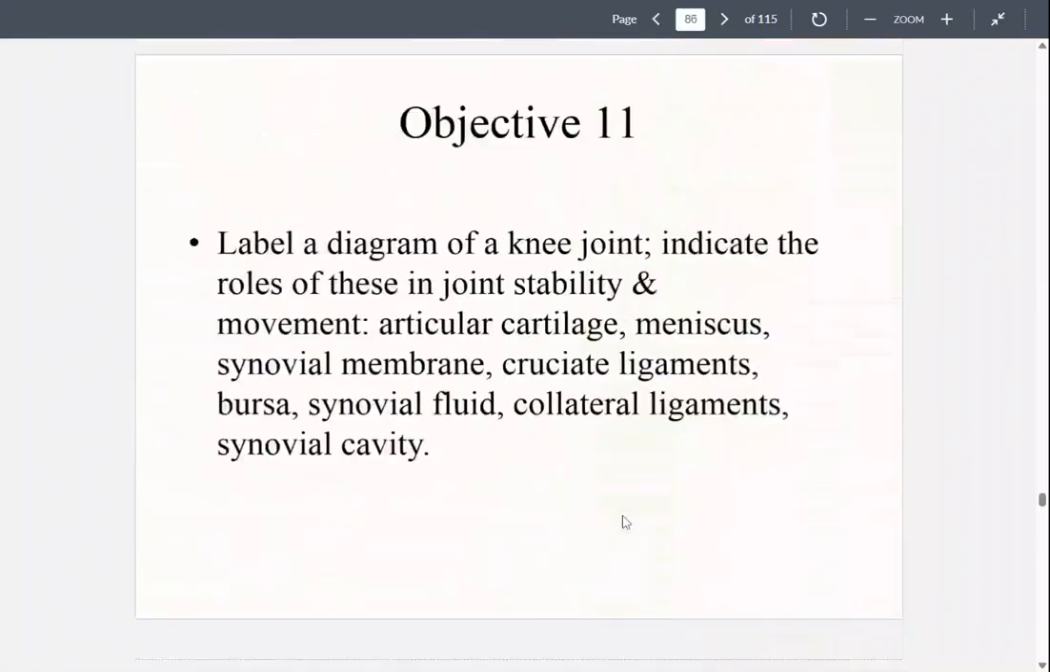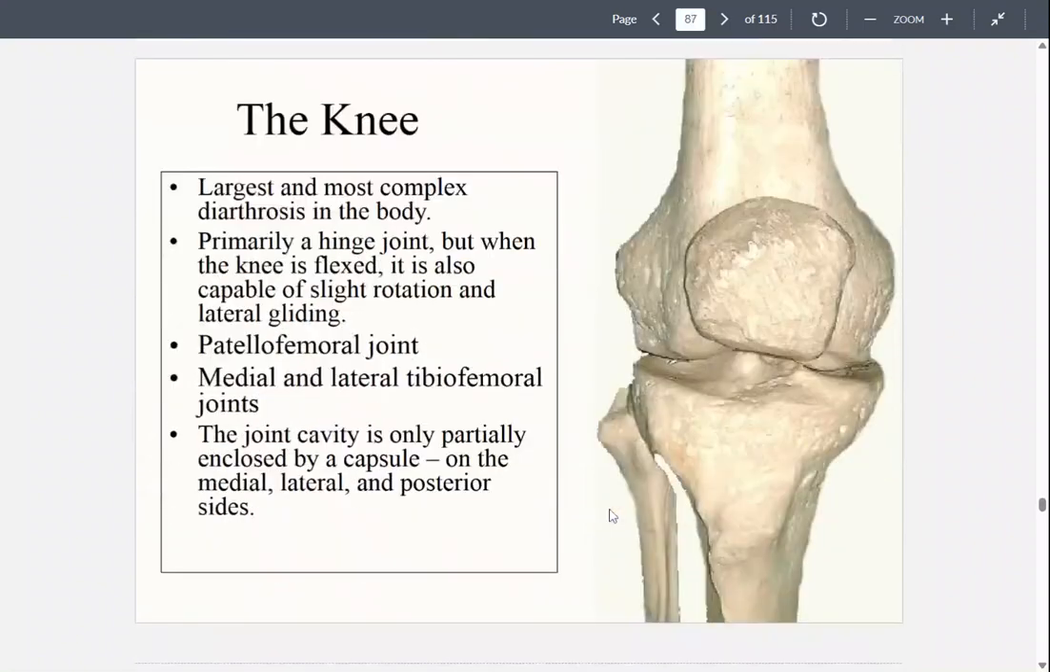All right, we are going to talk about the knee. So, the knee is a super complex and complicated joint. It is primarily a hinge joint between the femur and the tibia. However, when your knee is flexed, you are going to get a little bit of rotation and lateral gliding, and this is actually where a lot of sports injuries are going to occur.